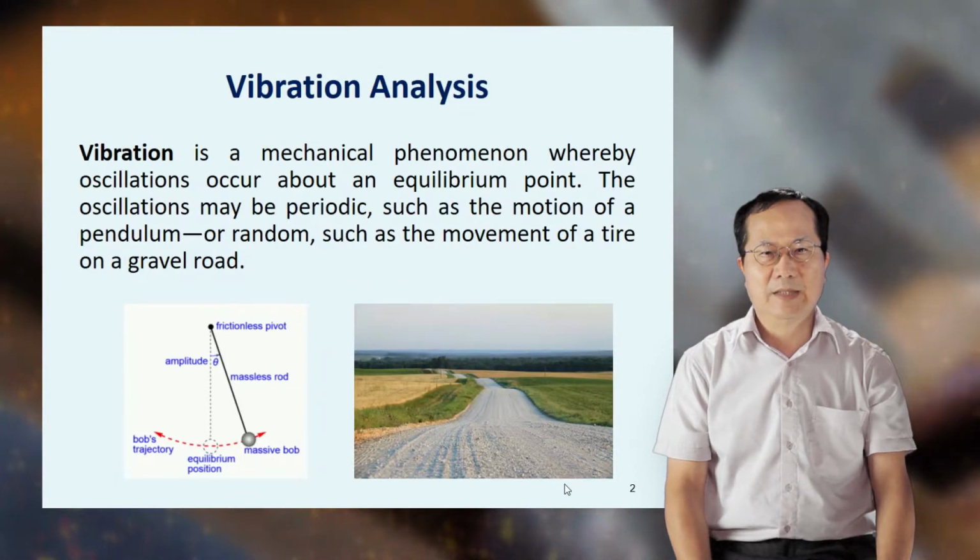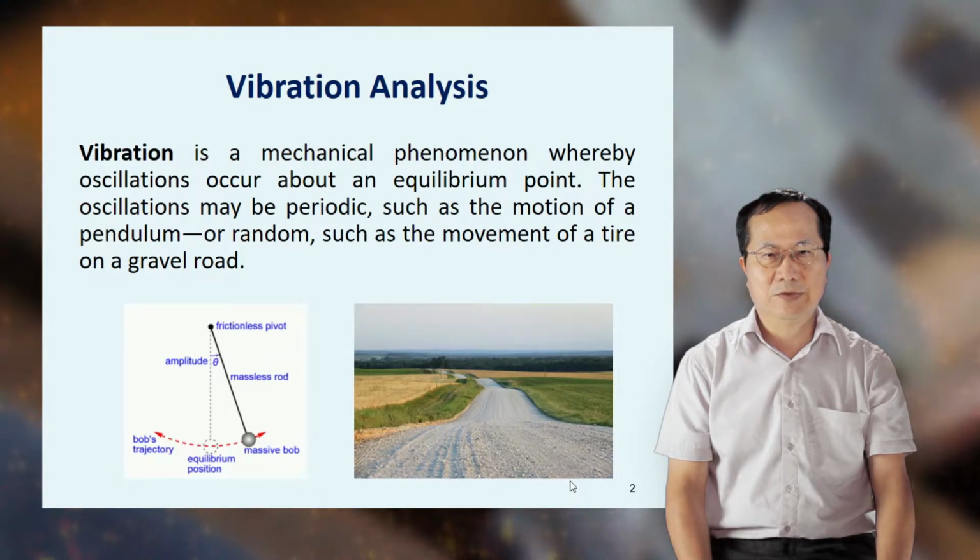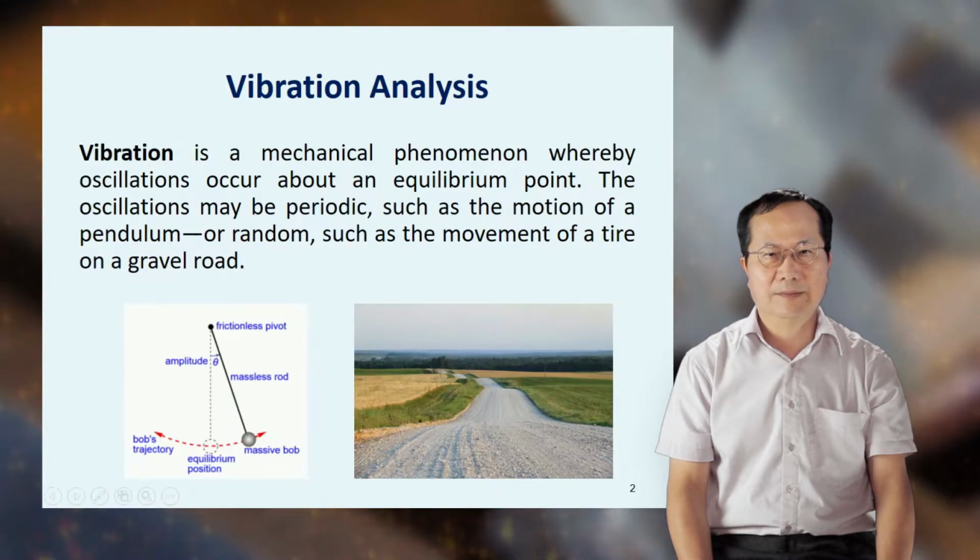Vibration is a mechanical phenomenon whereby oscillations occur about an equilibrium point. The oscillation may be periodic, such as the motion of a pendulum, or random, such as the movement of a tire on a gravel road.